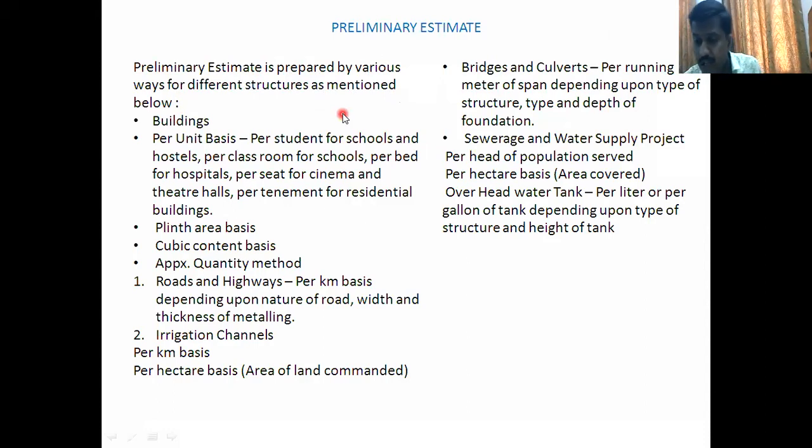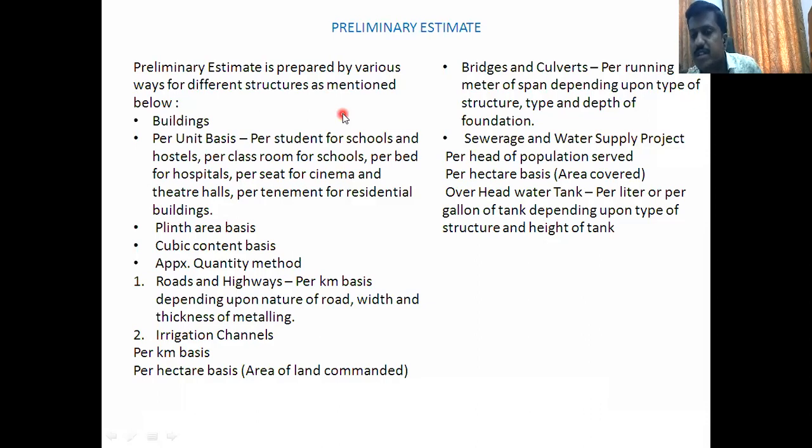It is just that you have the plan or some drawings with you, and you are starting to work on it. You are starting to derive the quantity for the same. So how to do it? For buildings, you can prepare the estimate on a per unit basis. We call it the service unit method.